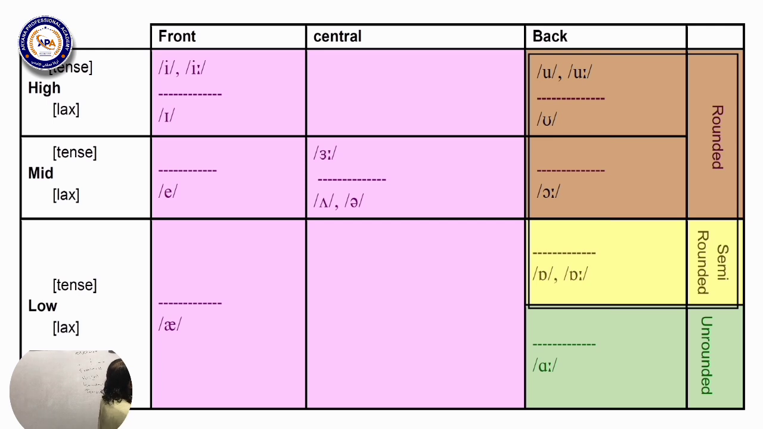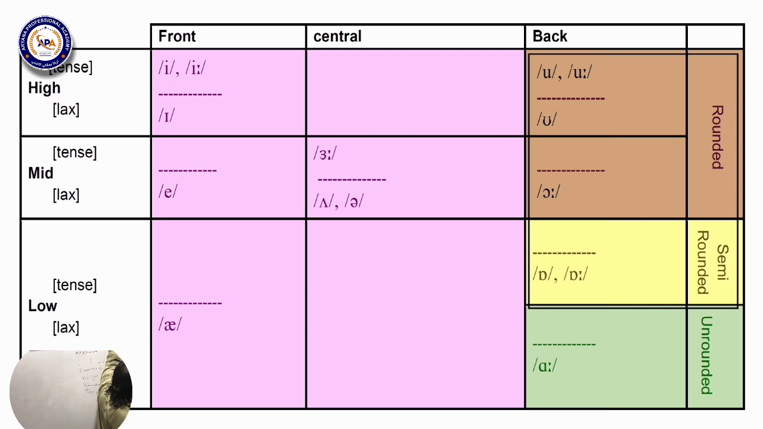Now all the vowel sounds we studied yesterday, all pure vowels, we gather them in one chart in which all four categorizations are available. On the left side we have height, on the top side we have frontness, on the left side we have roundness, and on the left top and bottom we have tenseness and laxness.